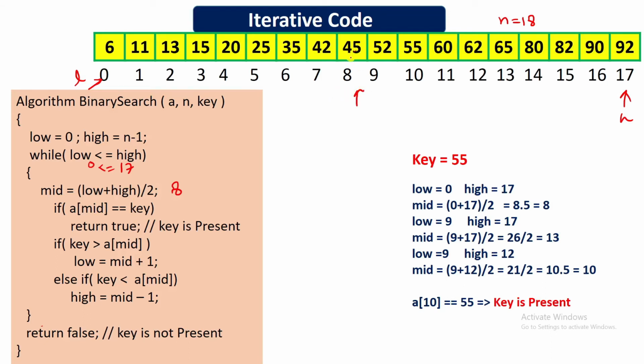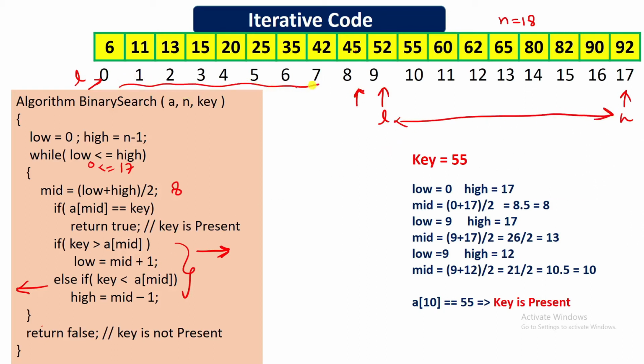I say no. Then I decide whether I should move to the left side or the right side, so I check the key element against the midpoint. Based on that I decide. My 55 is actually greater than 45, so I have to change low. Because my element has already been checked with index 8, I need not shift low to the midpoint. I can safely shift low to the mid plus 1 position. Now I will check only this range, and not all these elements.